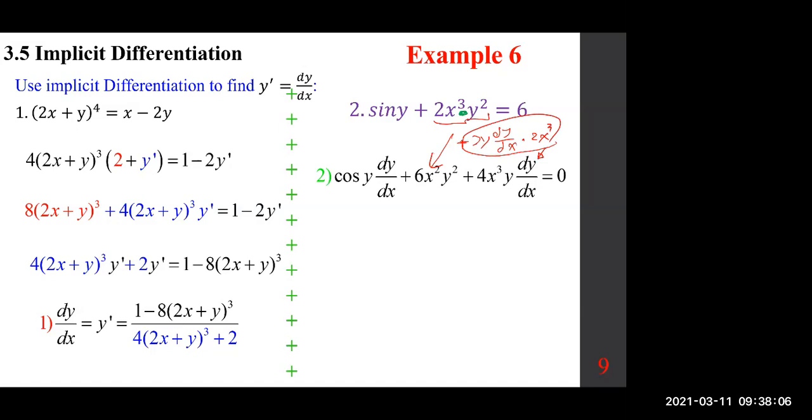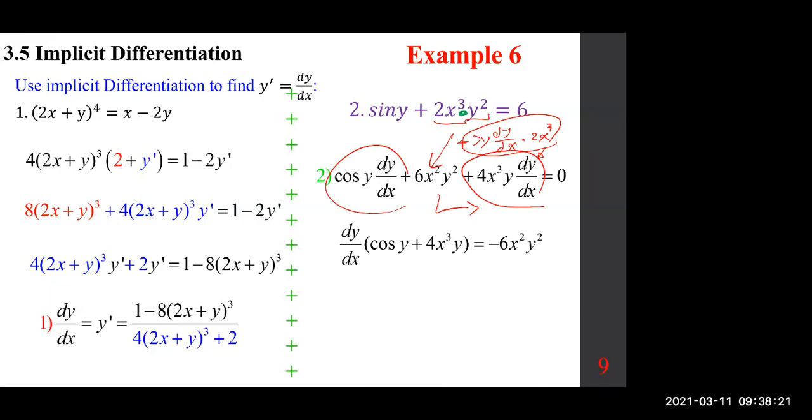All you have to do is rewrite the whole thing such that you solve for dy dx. The way you do that, you are going to move this and you are going to factor the dy dx from these two pieces. When we do that, this gives you a cosine, this gives you 4x cubed y, and the middle piece moves to the right, makes it negative 6x squared y squared. Now the right side divided by the parentheses gives you the final answer. Okay, everybody?